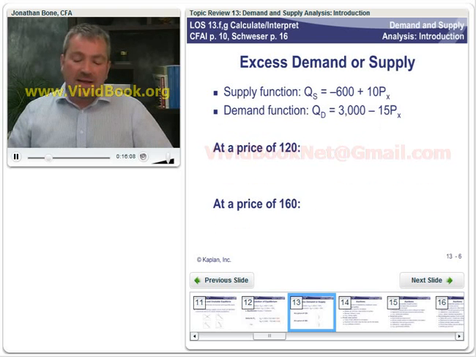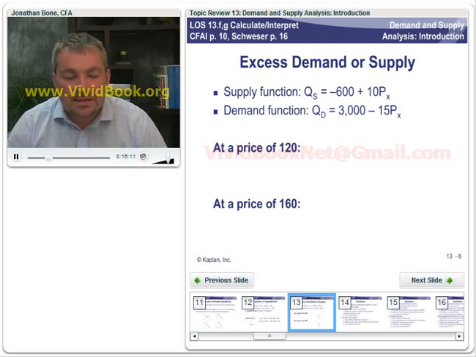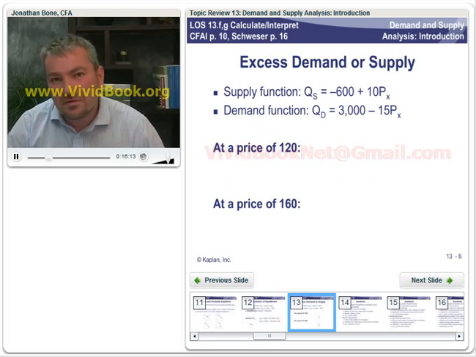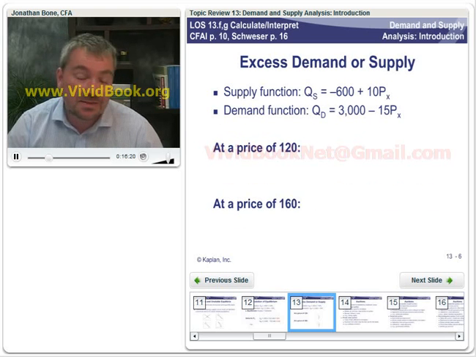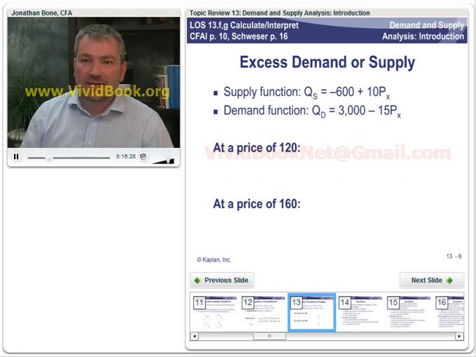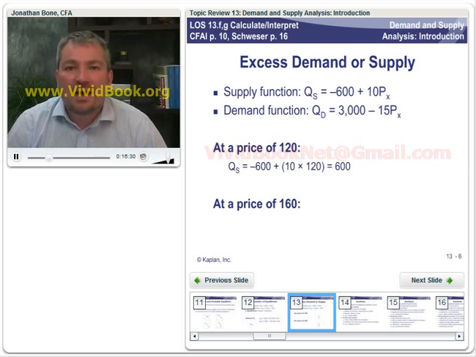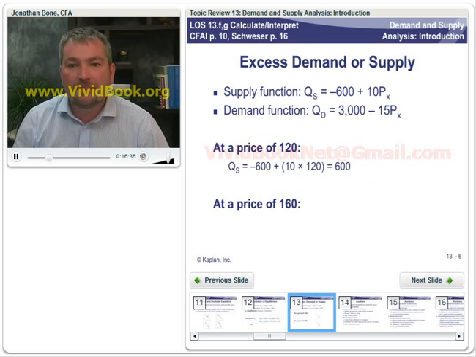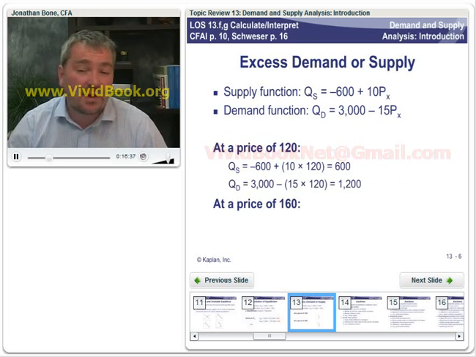Now let's have a look at excess demand or supply. In other words, if our price is not 144, if it's below or above, we're not at the equilibrium level, so demand should outstrip supply or vice versa. Of course, if price is below the equilibrium level, we'd expect quantity demanded to be bigger than quantity supplied. Let's have a look at it. Plugging in 120 for Px, we get a quantity supplied of 600 from our formula, and a quantity demanded of 1,200. In other words, demand outstrips supply by 600 units, and that's going to bid prices up.